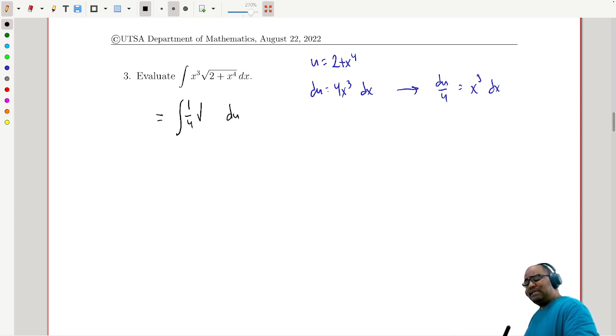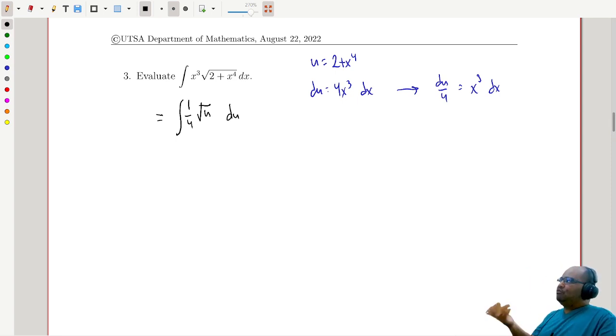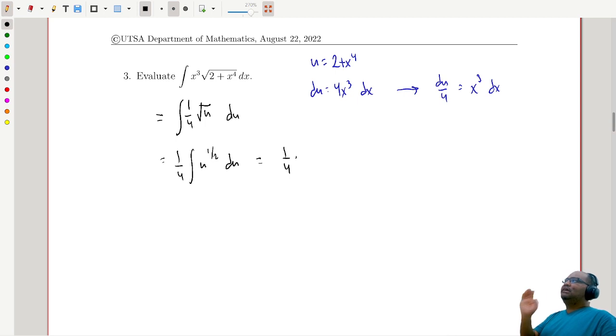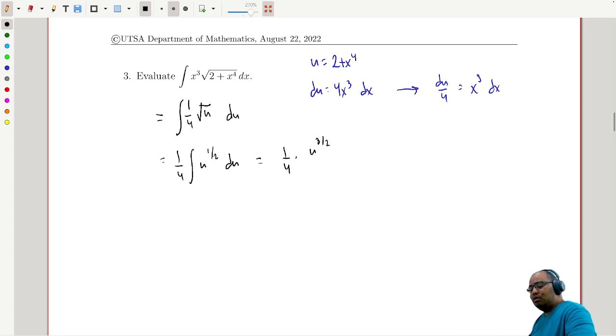And now inside the square root, I just have a u, square root u. How do we work with square roots? We use the power rule. So we're going to go ahead and write this as u to the 1/2. We'll do this just as a reminder. So we have 1/4 times, so think about it. We're going to add 1 to the exponent. u to the 1/2 plus 1 is 3/2. Let's fix that. Divided by the new exponent, plus a constant.